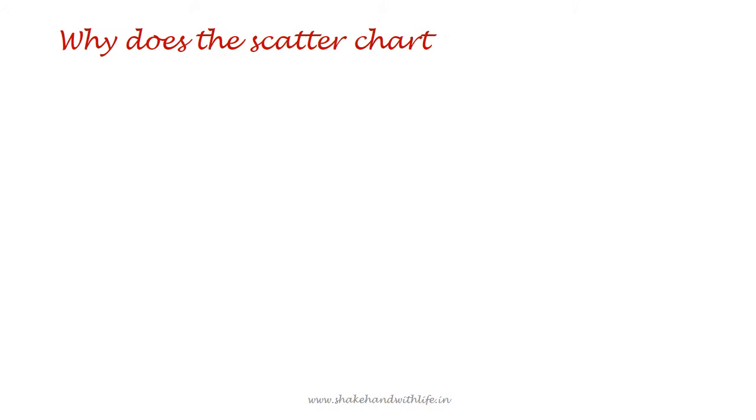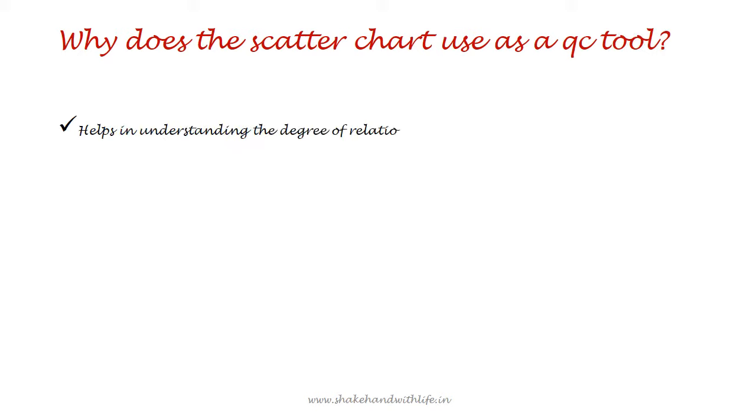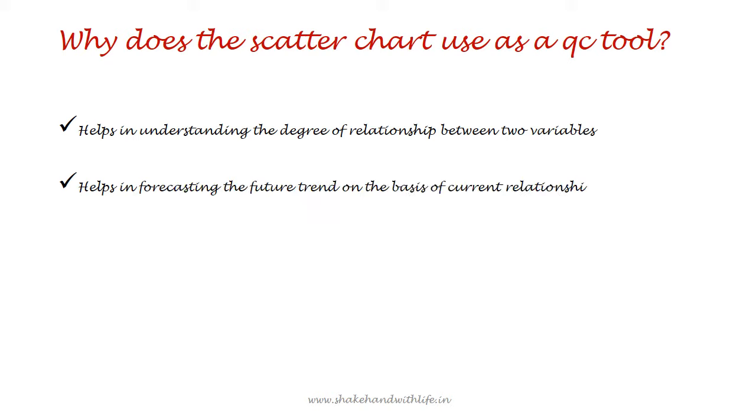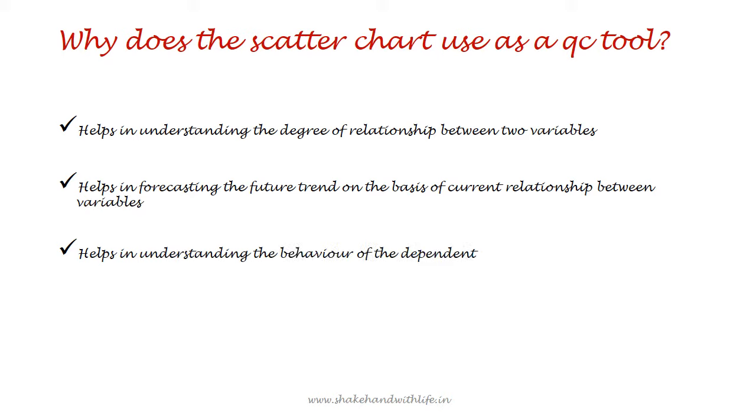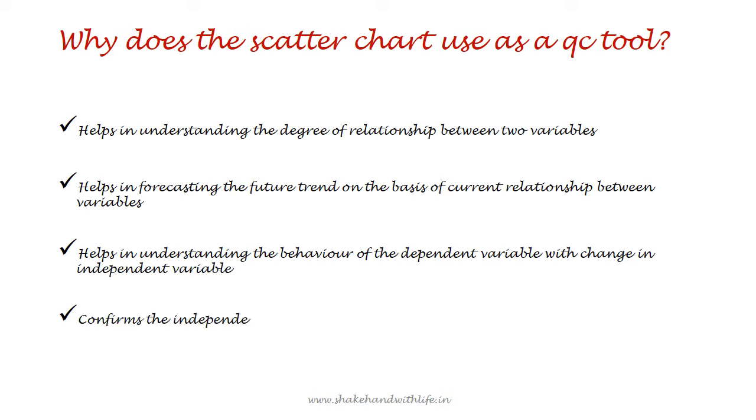Why is the scatter chart used as a QC tool? Scatter chart helps in understanding the degree of relationship between two variables. It helps in forecasting the future trend on the basis of current relationship between variables. It helps in understanding the behavior of the dependent variable with a change in independent variable, and it confirms the independent variable actually causing the dependent variable.